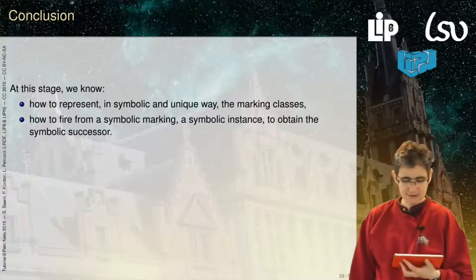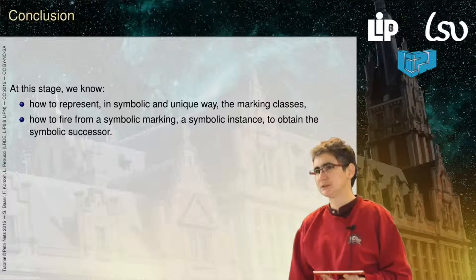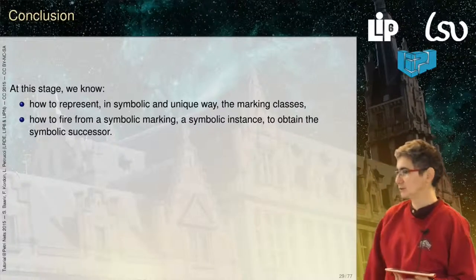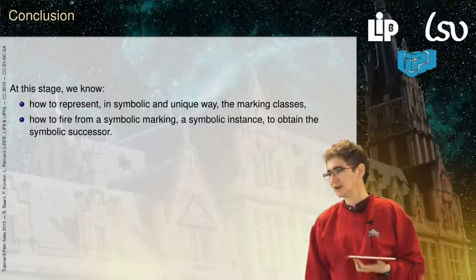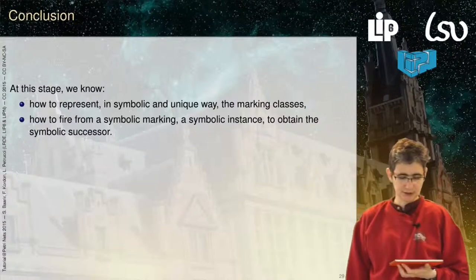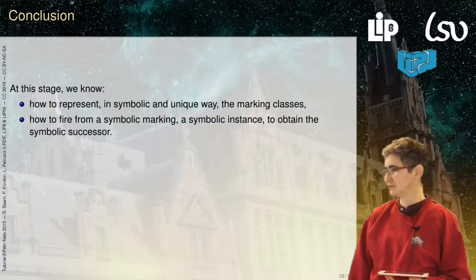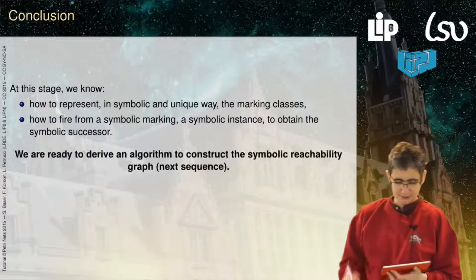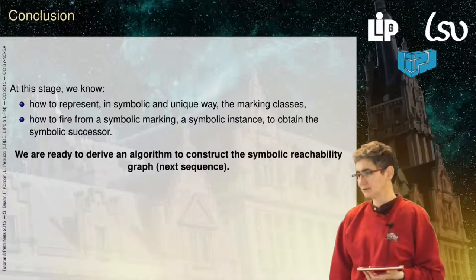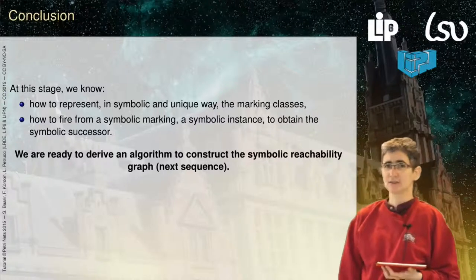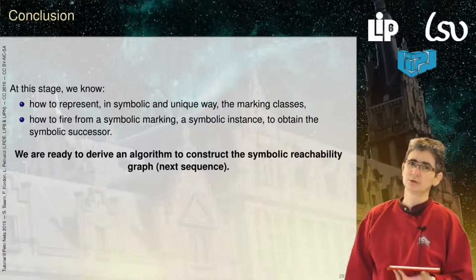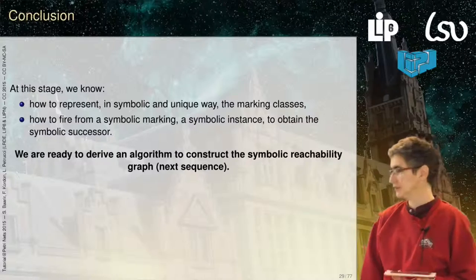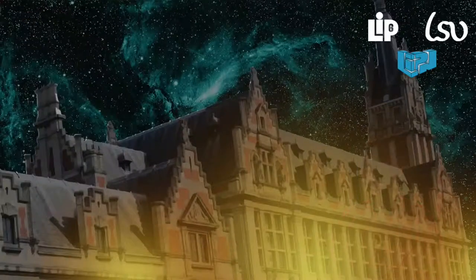Okay, so at this stage we know how to represent in a symbolic and unique way the marking classes, and how to find from a symbolic marking a symbolic instance in order to obtain the symbolic successor. So what remains to be done is to derive the algorithm in order to construct the symbolic reachability graph, and we'll do that in the next sequence.